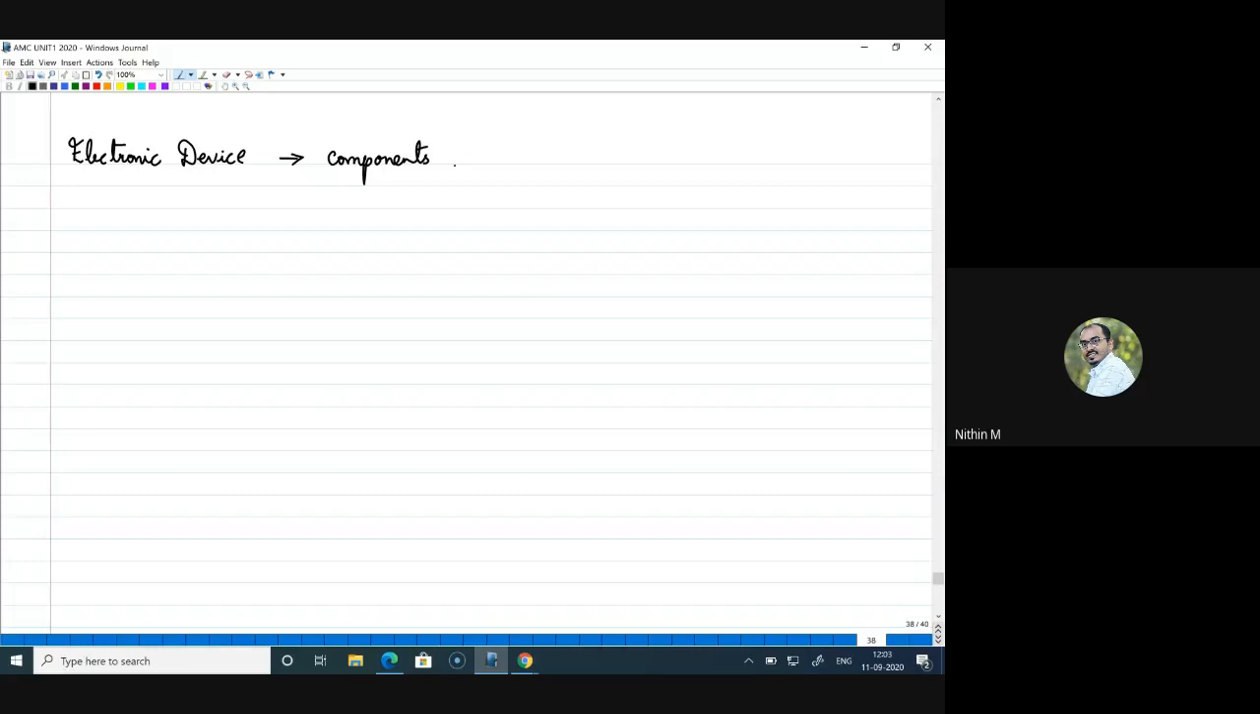So the components used for controlling the flow of current. Generally, right. Now, again, we classify devices as passive and active devices.